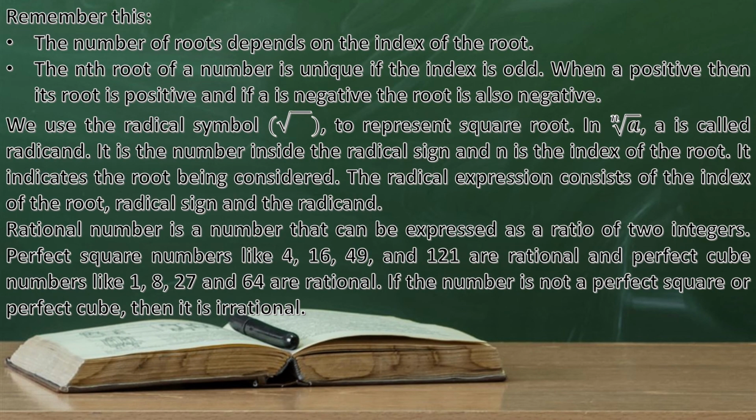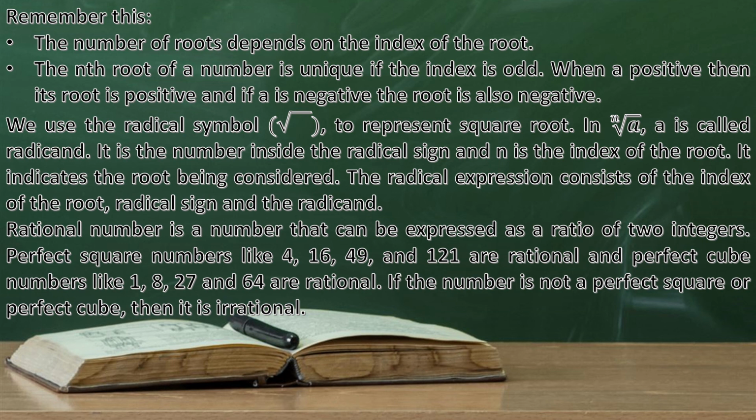Remember this: the number of roots depends on the index of the root. The nth root of a number is unique if the index is odd. When a is positive, then its root is positive, and if a is negative, the root is also negative. We use the radical symbol like this to represent a square root. In the nth root of a, a is called the radicand. It is the number inside the radical sign, and n is the index of the root. It indicates the root being considered. The radical expression consists of the index of the root, the radical sign, and the radicand.